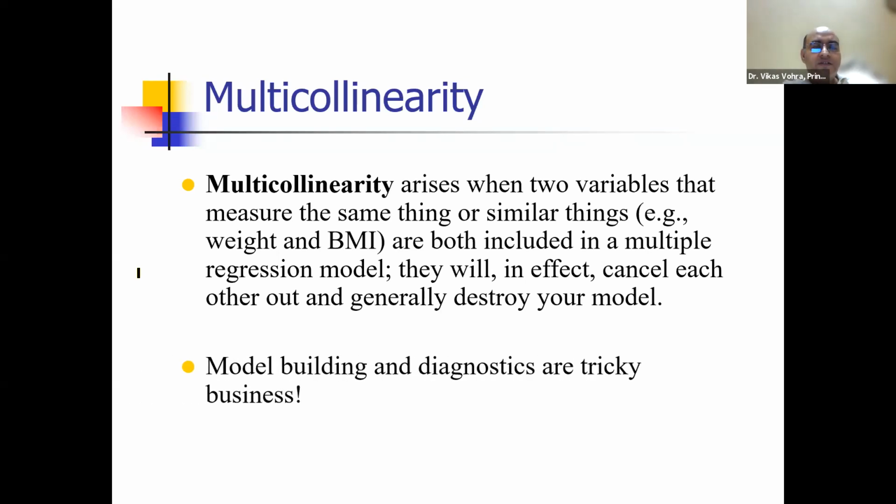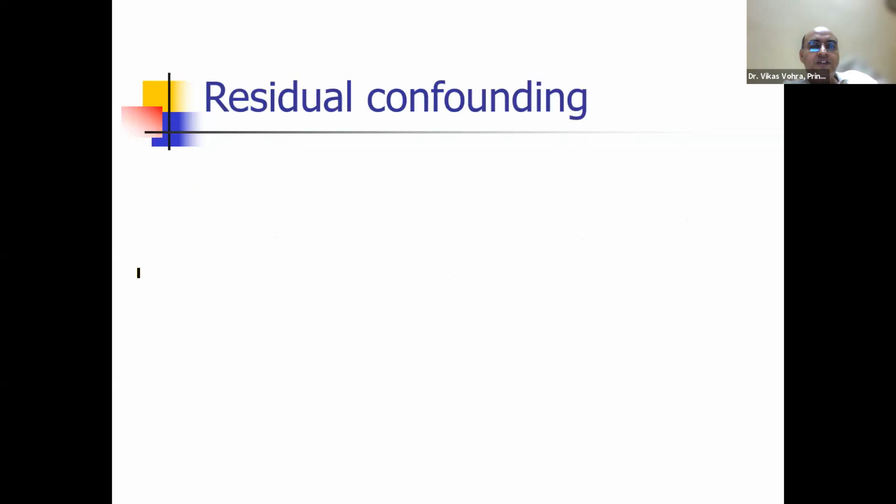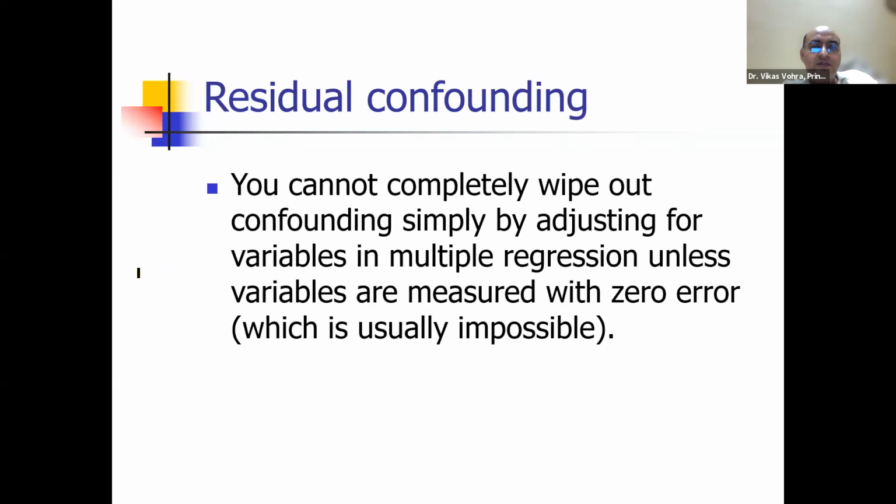So the take-home message is that model building and diagnostics are a tricky business. You need to keep in mind what predictors you are choosing. You have to choose the predictors so that there should be no collinearity, multicollinearity, and there should not be confounding also. That means you cannot completely wipe out this confounding by adjusting the variable unless a variable is having a zero effect, which is not possible. That means all predictors will have at least a non-zero contribution in the outcome. So residual confounding will be there. An example is THI and season. Season is confounded in the effect of temperature humidity index because temperature and humidity depend upon the season.